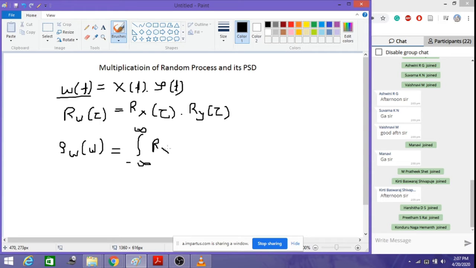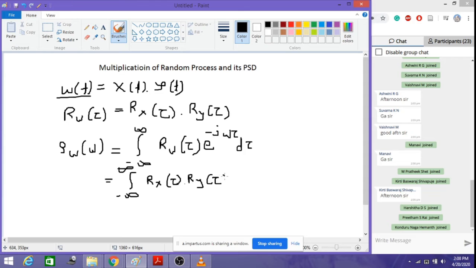of Rw of tau into e power minus j omega tau into d tau. Now we will substitute Rw of tau, so the integral from minus infinity to plus infinity of Rx of tau into Ry of tau into exponential of minus j omega tau into d tau.